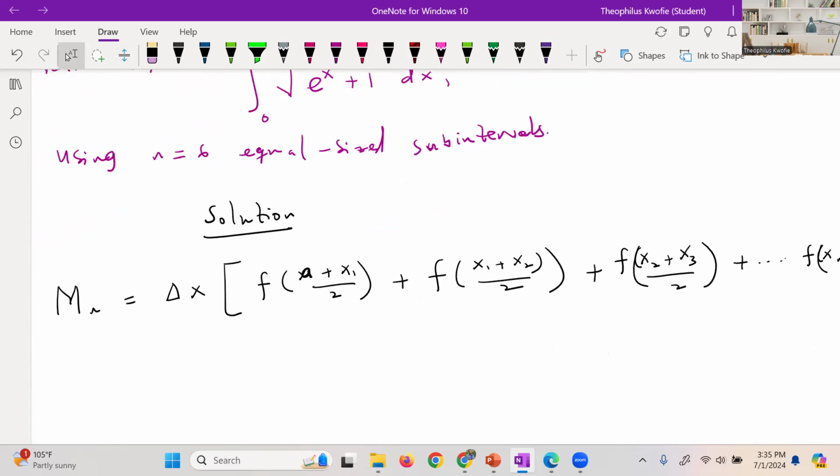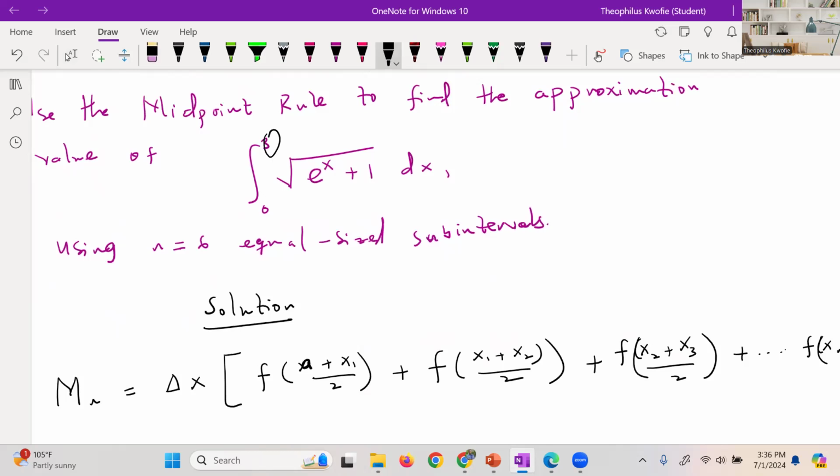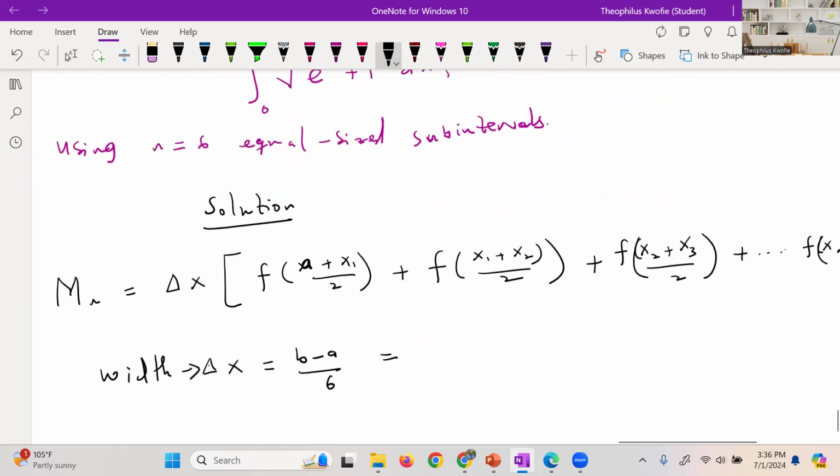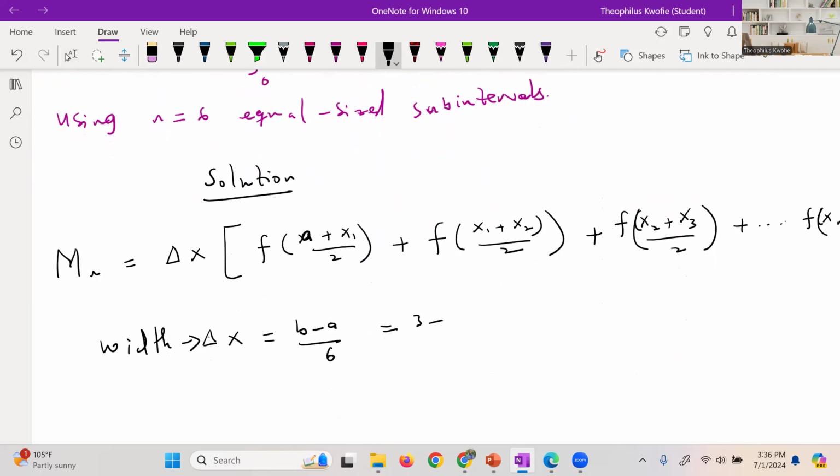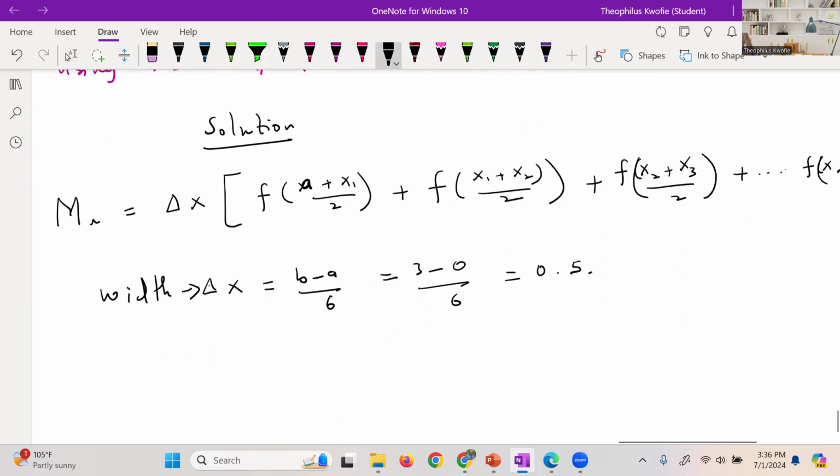In which case we may need our width, which is delta x, and we said it's b minus a divided by n. n in our case is 6, and our b is the upper limit of the integral, which is 3, and our a is 0, the lower limit, and that gives us 0.5.